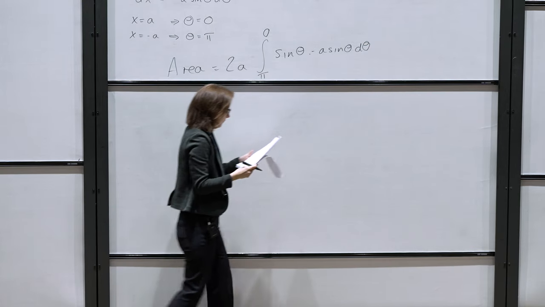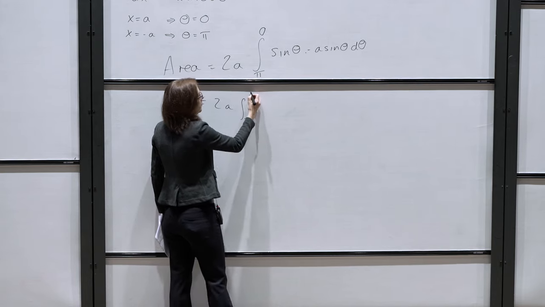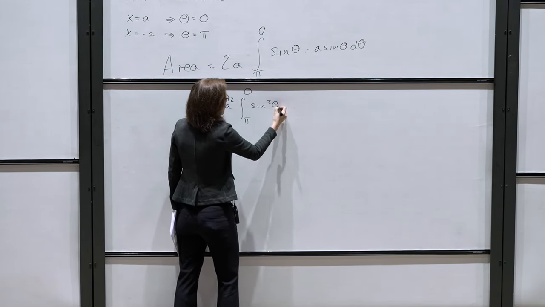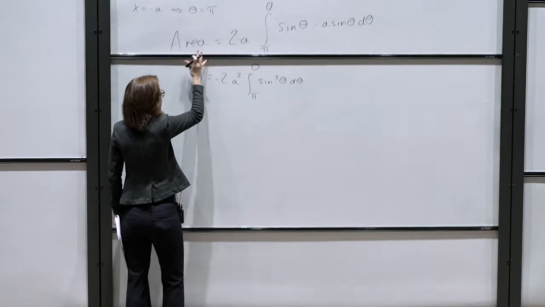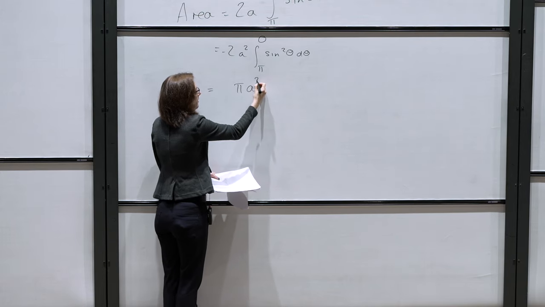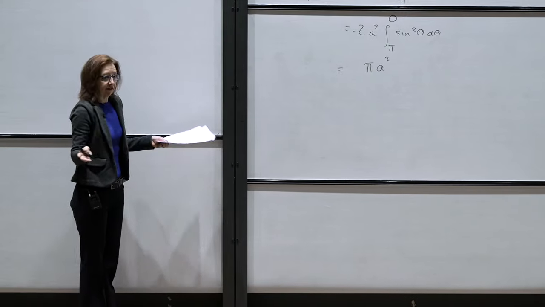And when I do all that integration, it's 2a times the integral from pi to 0 of minus a sine squared theta d theta. And then if you carry on doing that, you end up with pi a squared. Good, we got it right. So that's fine, we can do that.